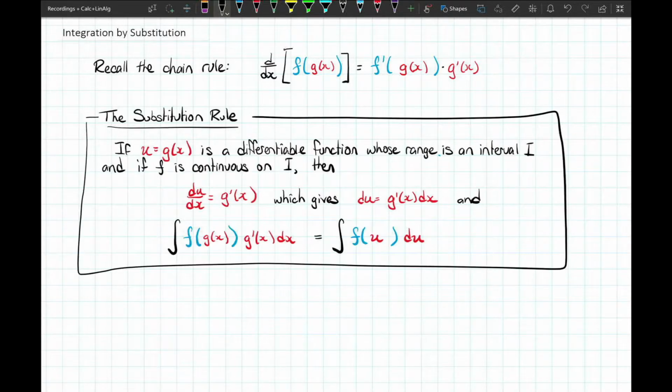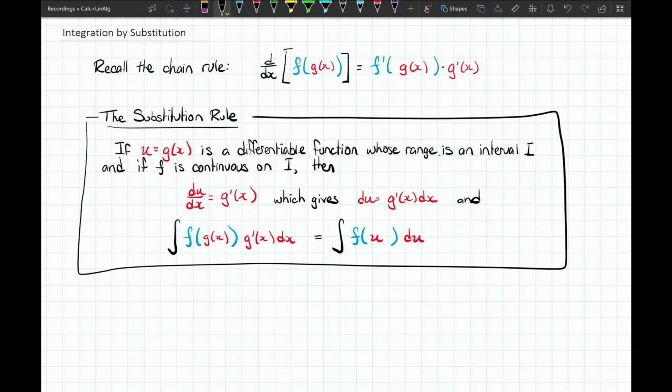The substitution rule, as a more technical definition, is where if u equals g of x is some differentiable function, meaning its derivative is defined, whose range is an interval I, meaning that all of the values that we get for output from that function are within an interval I. Let's suppose that f, our outside function, is continuous over that interval I.